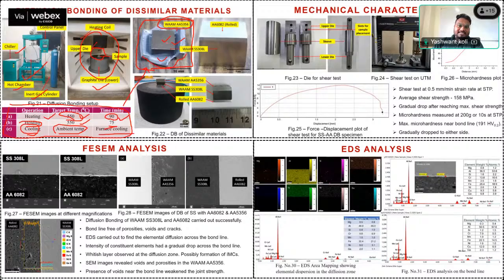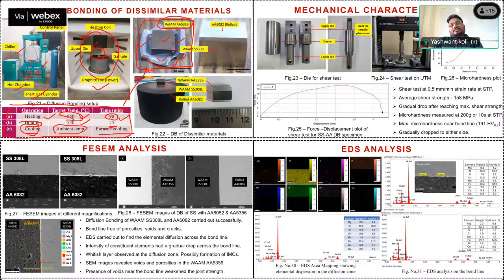SS308L is the same as we have kept, that is as fabricated. After polishing it, we have to polish the faying surface, and then only we can align it, and then we have to keep the sample. So this aluminium sample, you can see it is distorted because of high porosity level. That is the concept, that is the cause of our failure.